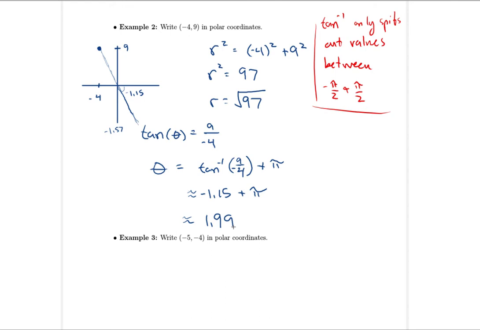So be careful. The tan inverse is not always going to automatically spit out what you want. You may need to adjust your angle. And so I would say that this is the square root of 97 and then 1.99. All right, one more example.